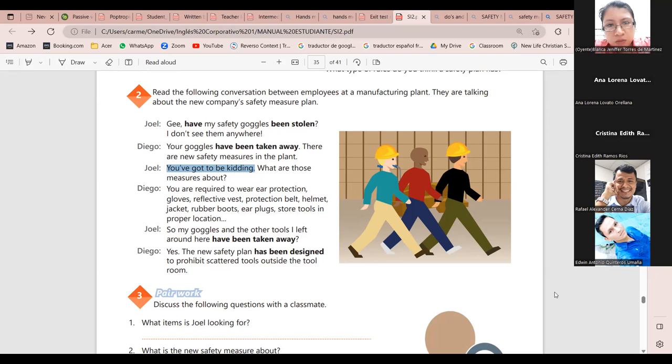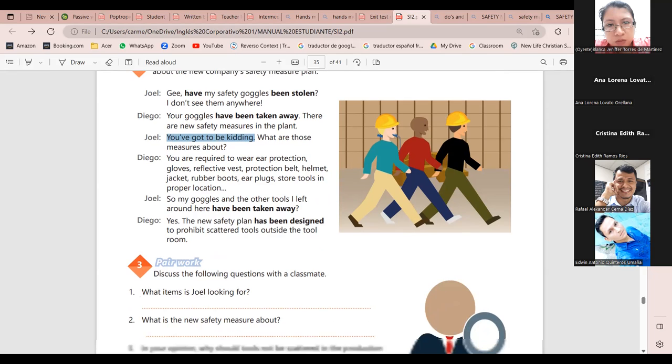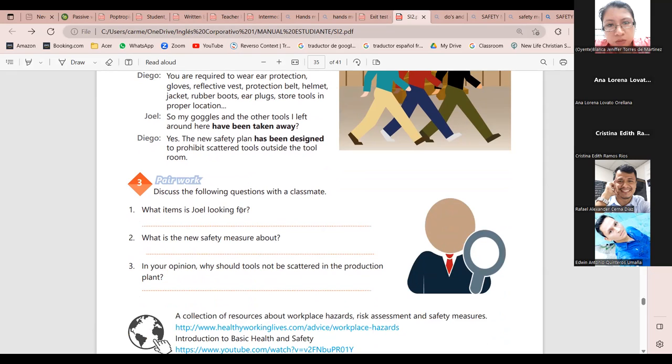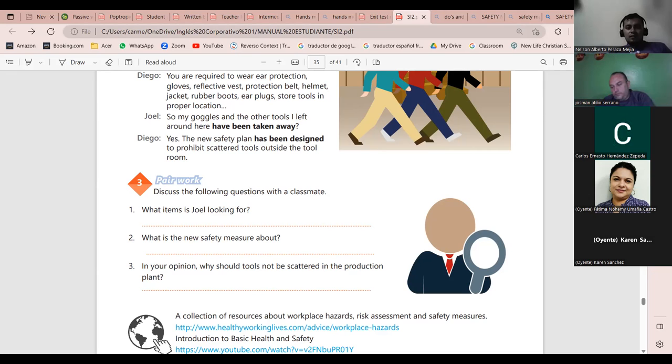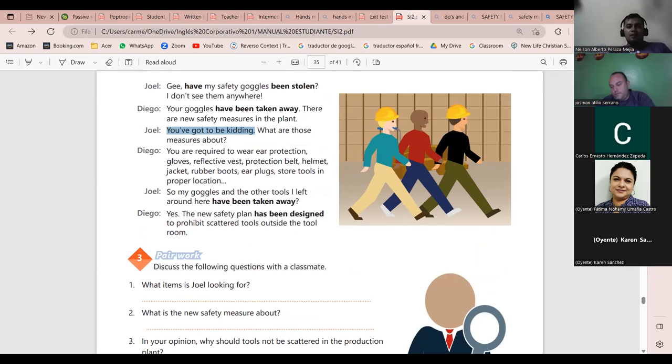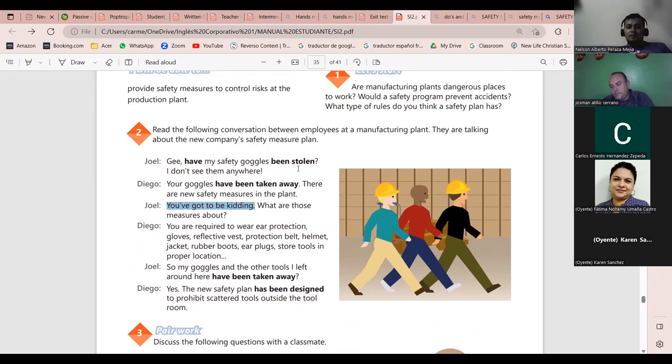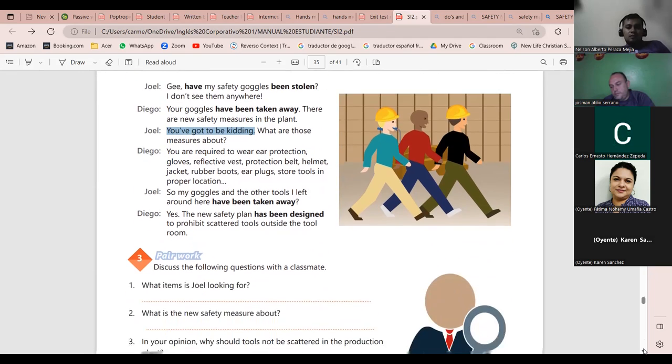Okay, guys. So we have just 5 minutes and let's answer the questions we've got right here. What items is he looking for? I'm sorry. I'm just getting his goggles. Pronunciation with a yeah. His goggles. Goggles. Yes. There you go. But it says items. Items, right? And he said something. My goggles and the other tools. The other tools, so some tools and the goggles.